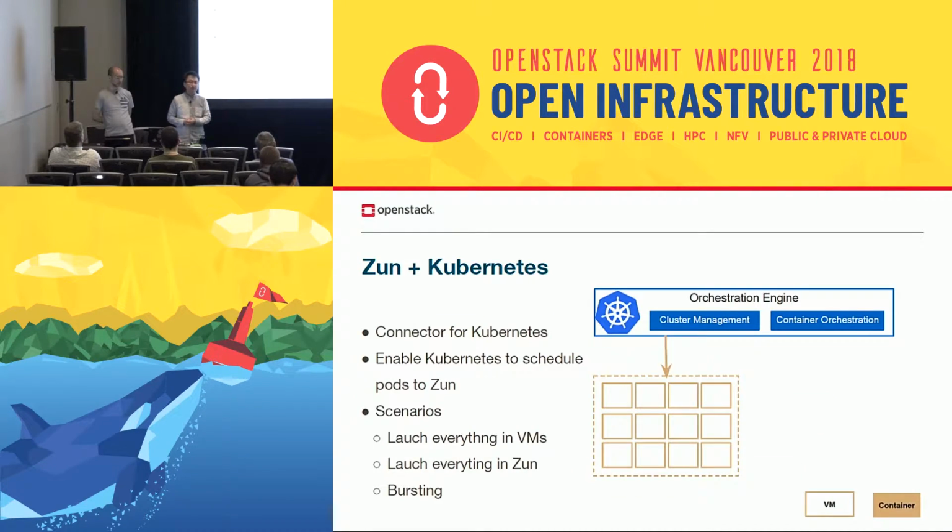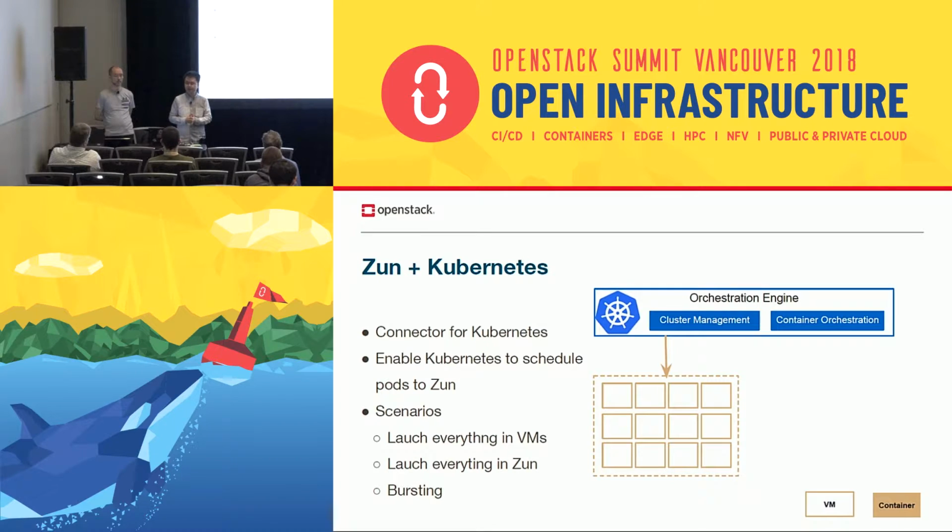And the second example is Kubernetes. In this case, what we are doing is basically implementing what we call a connector to Kubernetes. It allows Kubernetes to schedule some of the pods to the OpenStack Zun service and let Zun take care of the provisioning and management of the containers. And there are several scenarios that we are going to consider here.